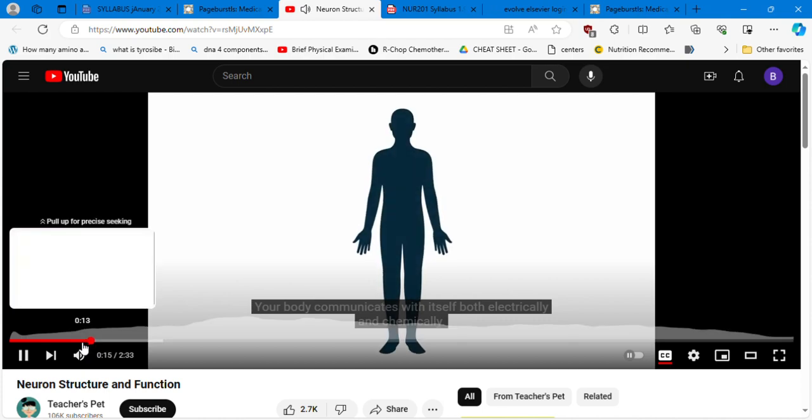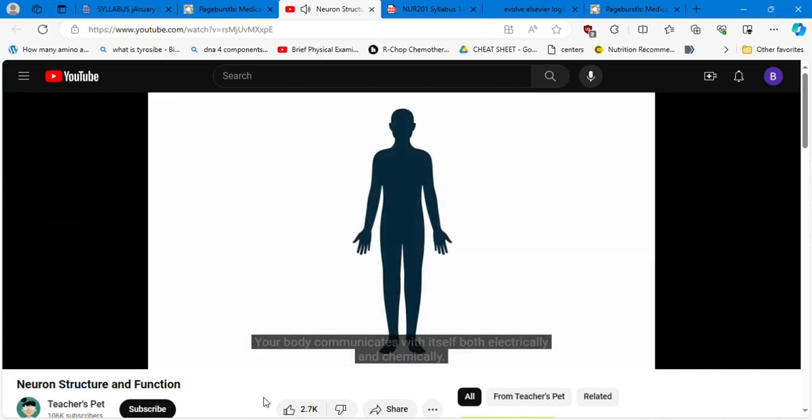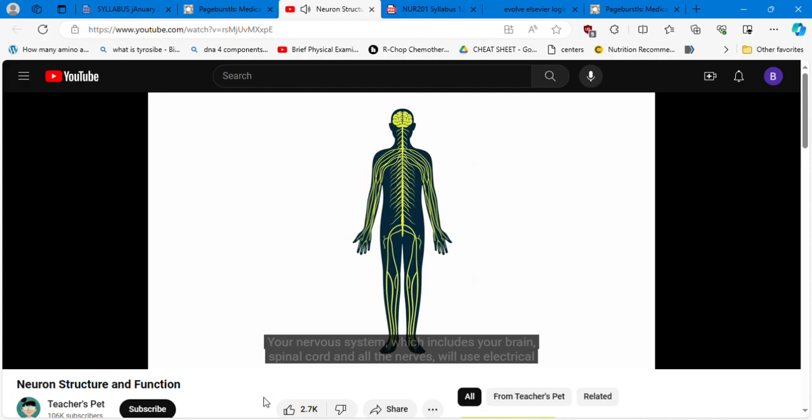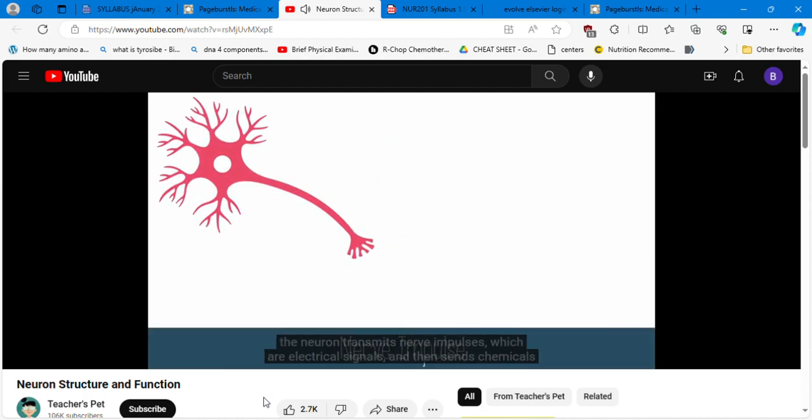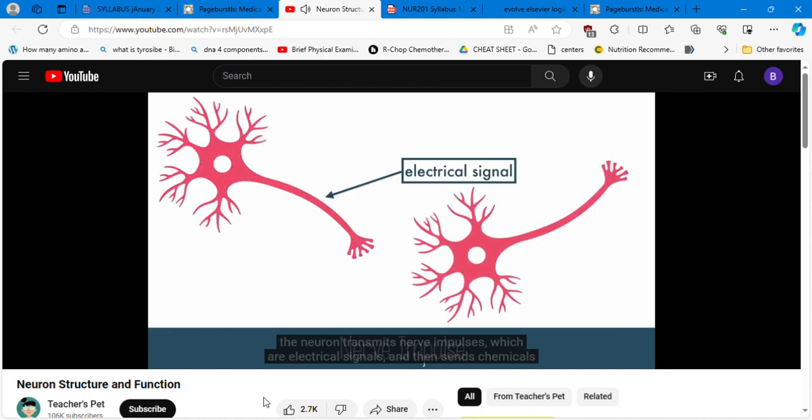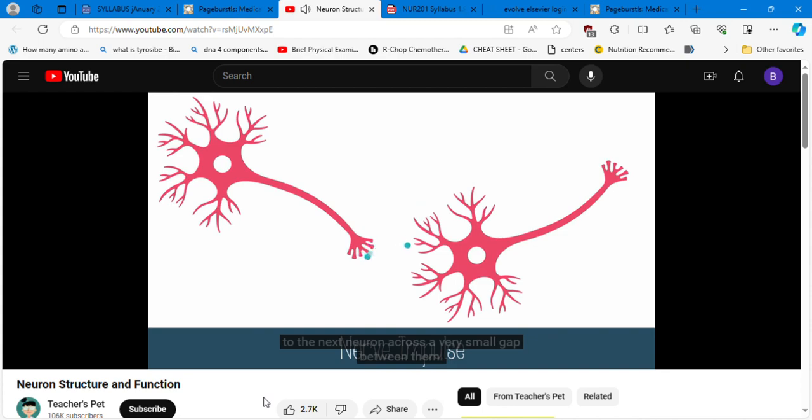Your body communicates with itself both electrically and chemically. Your nervous system, which includes your brain, spinal cord, and all of the nerves, will use electrical and chemical messages to allow you to move, smell, see, feel pain, and think. The nervous system is an internal communication system. The main cell of the nervous system is the neuron. The neuron transmits nerve impulses, which are electrical signals, and then it sends chemicals to the next neuron across a very small gap between them.